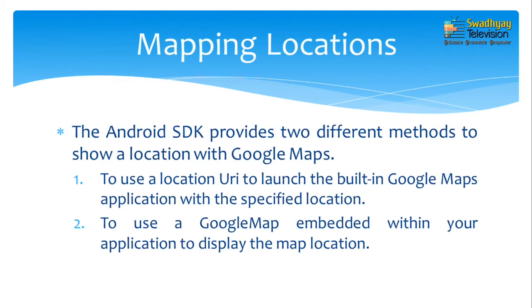So, how do we display a map in your application? There are two ways, as we discussed in the last session. First, you can call the inbuilt Google Map application using an intent, or you can use the Google Map embedded within your application to display the map location, as described in previous slides.